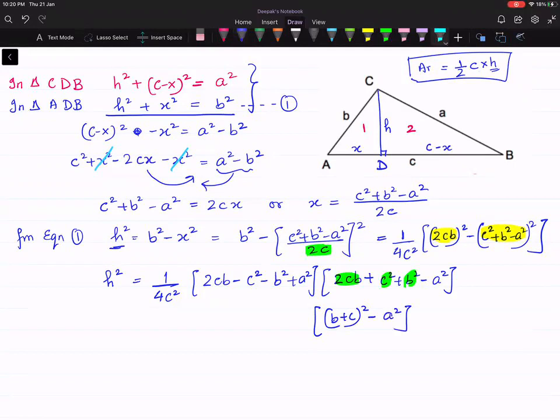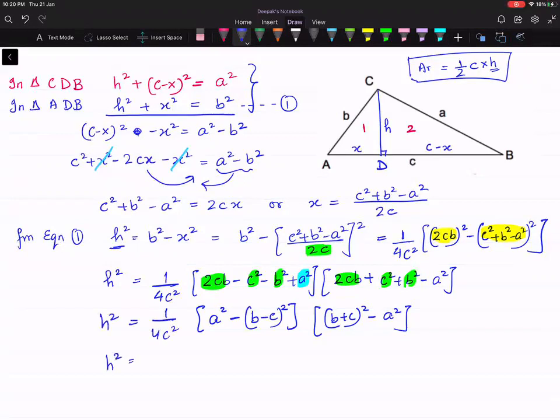Next one, let's see here. So this I am getting is a square is here. So that becomes a square minus, and these three, if you see, these are your b square, c square, and 2bc. So this is a square minus b minus c whole square, and this is 1 upon 4c square as it is. This is h square. So let's see here again.